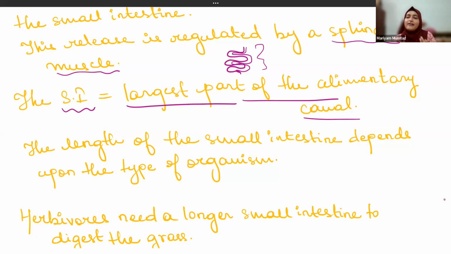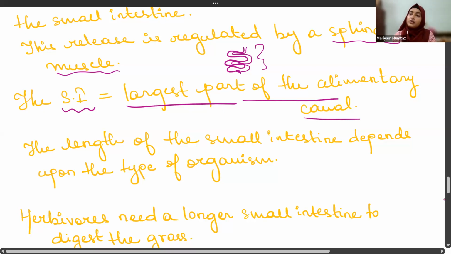Okay, and what is the average height of a human? Around 5 feet and all that, right? How can such a long part fit inside the body of a small human, isn't it? So that is why it is curved like that. The first reason is to fit inside the body. Despite being the longest part, it has to fit inside the body, isn't it?